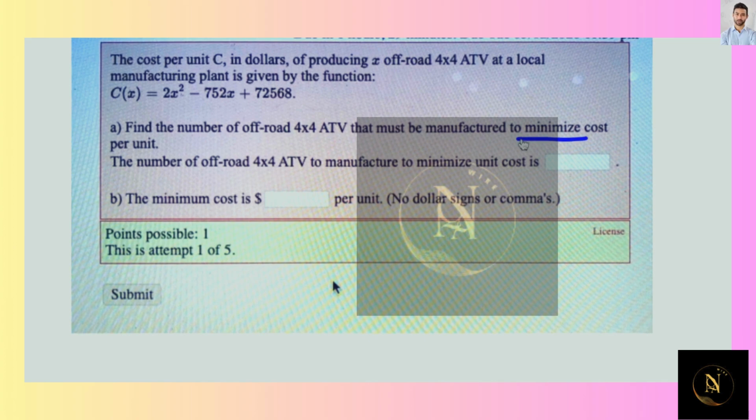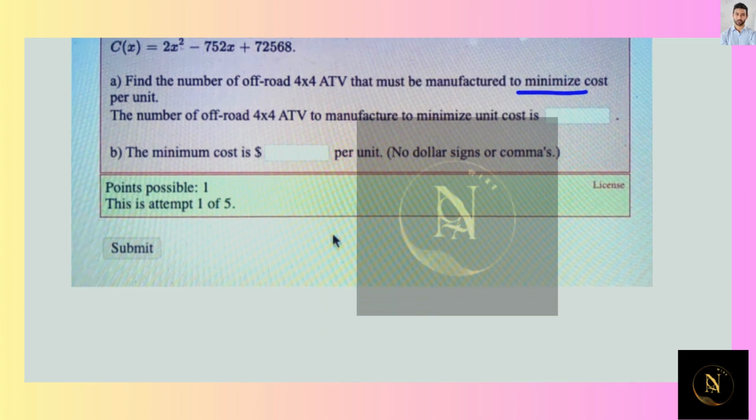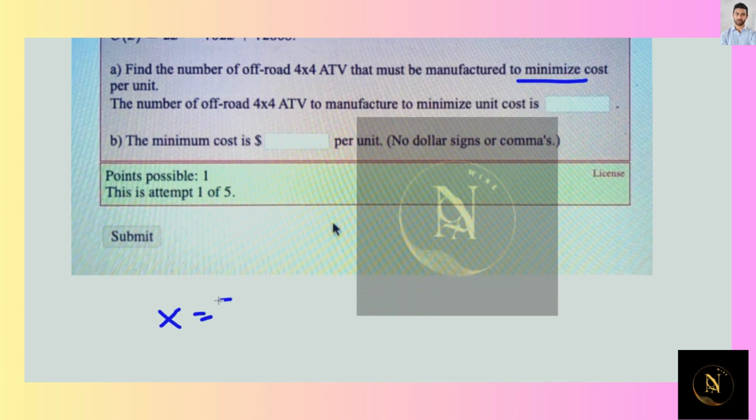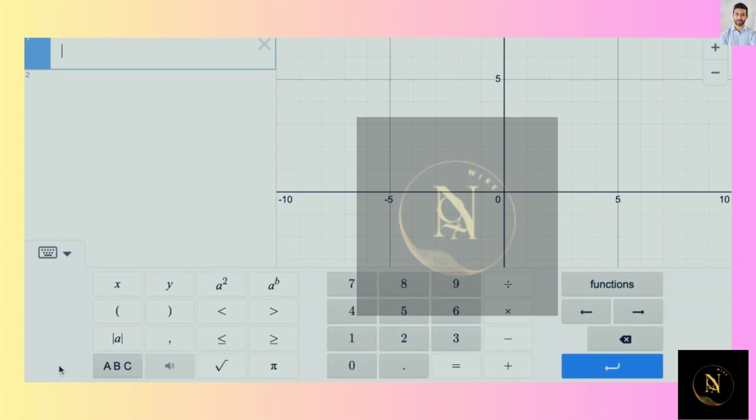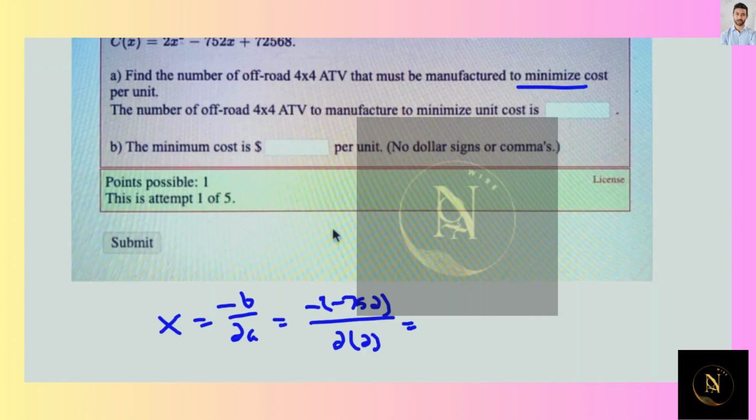If you're doing this by hand, this is going to happen at the vertex. The vertex is going to occur at opposite b over 2a in a quadratic, where in this instance the b value is negative 752 over 2 times the a value. So it'd be 752 over 4, which is 188.